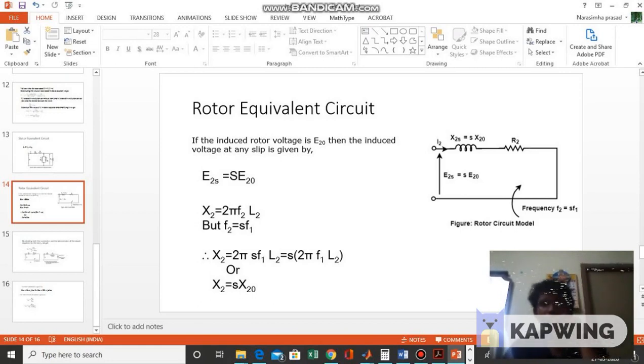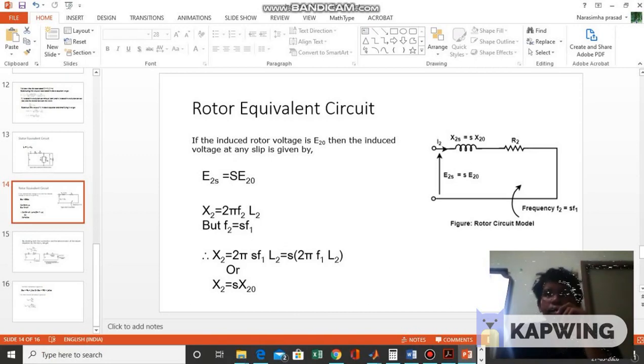Why? Because we know the slip and the speed are proportional to each other. Why? Because Ns is equal to 120 f by p. You have already known this. The synchronous speed formula is 120 f by p. So frequency and speed are proportional to each other, where f1 is the stator frequency and f2 is the rotor frequency. And the slip is already discussed.